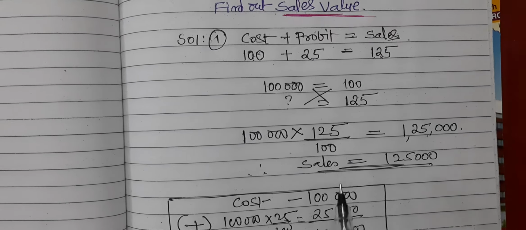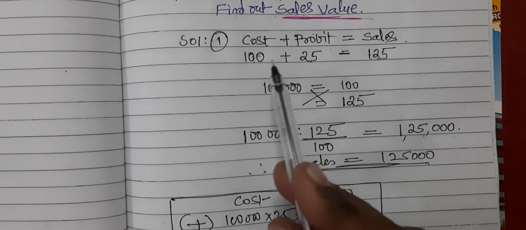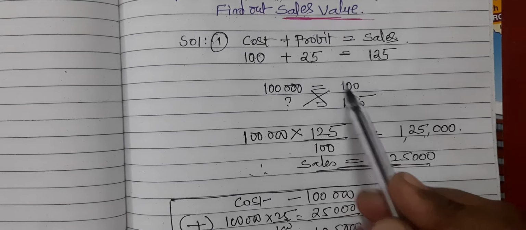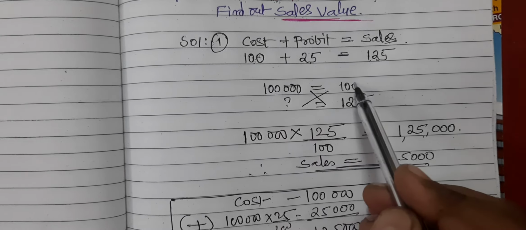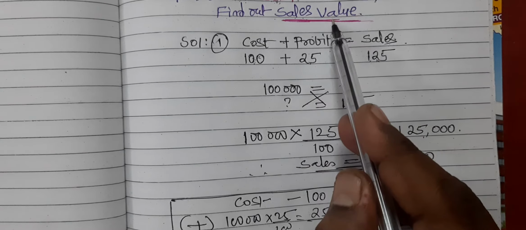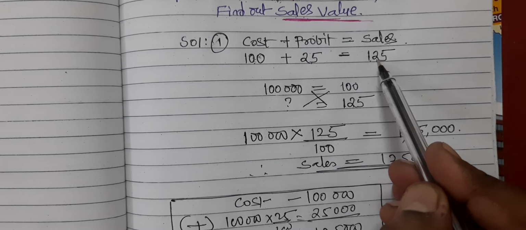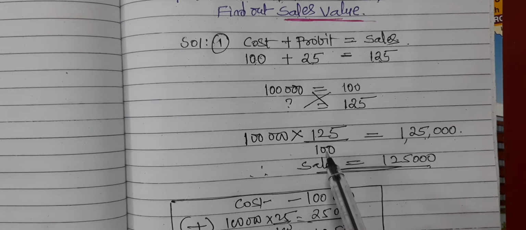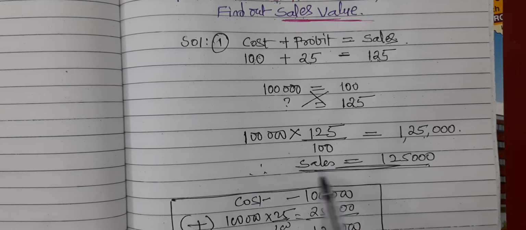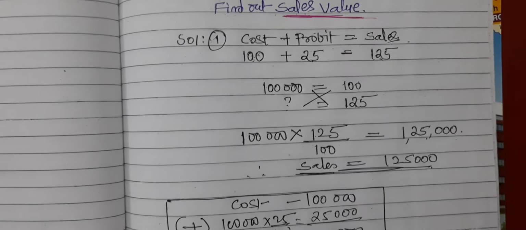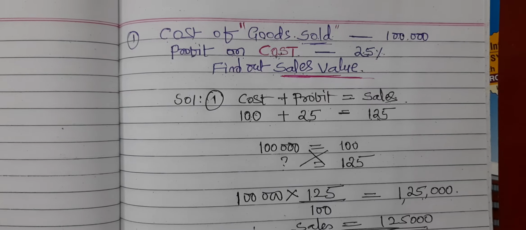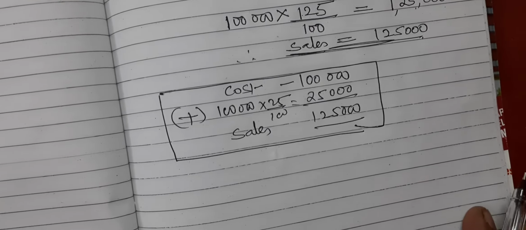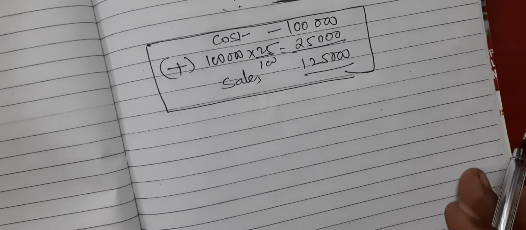Next, cross multiplication. In this case, cost is given to you as 1 lakh, that is 100 in the equation. What we have to find out is sale, which is 125 in the equation. Cross multiplication: 1 lakh into 125 by 100. You can get sale directly. Now this is one example. Then I go to the next example, the next problem.